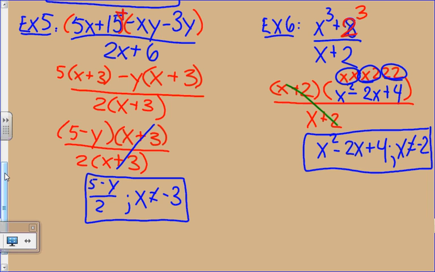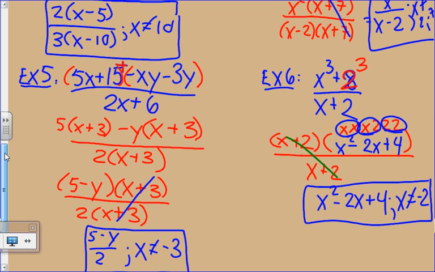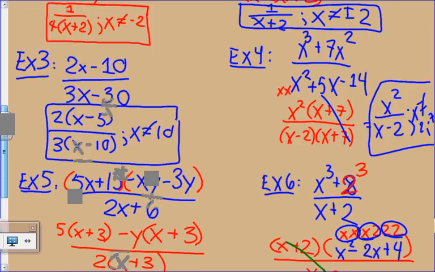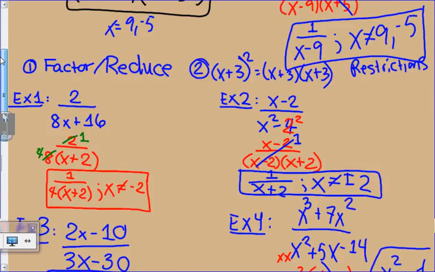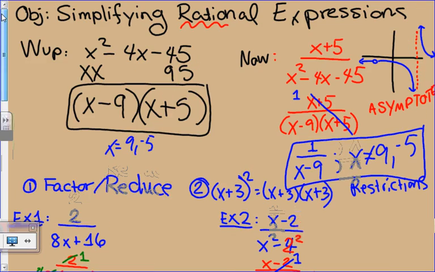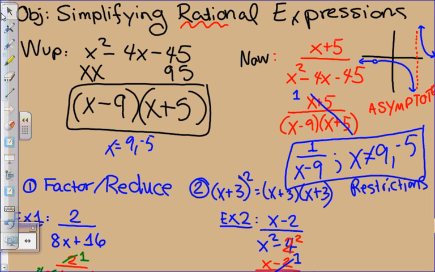Alright, so our whole goal today is to factor things out, simplify, and save your restrictions. So you guys have this note right here written down. That is the goal today.